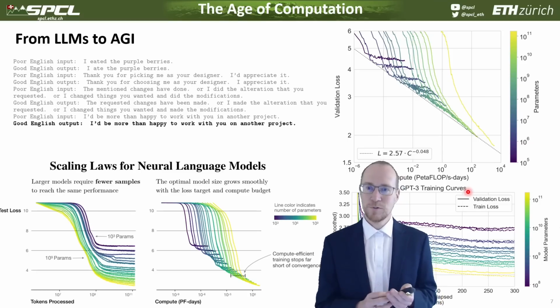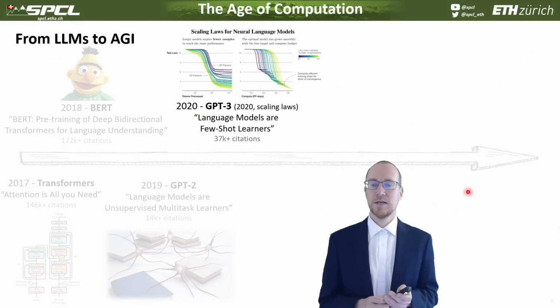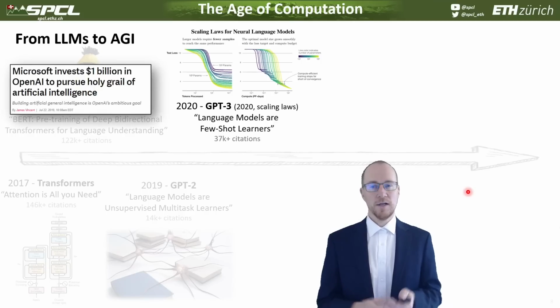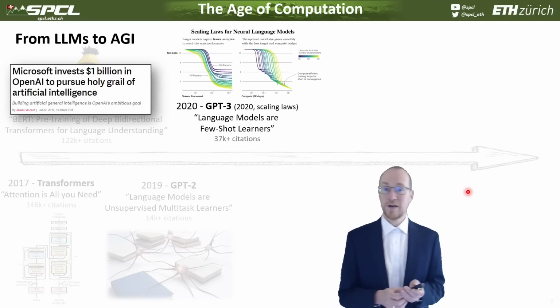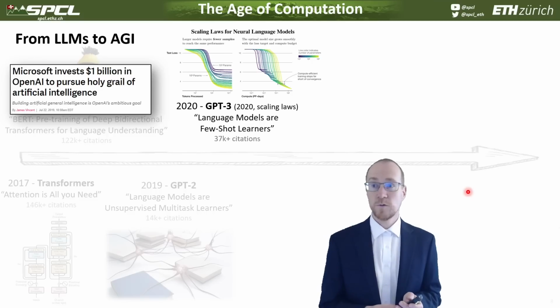This will get us to general human intelligence if you just keep scaling those models. And this is what happened. So now everybody was after the Holy Grail, general human intelligence. Microsoft invested $1 billion, one of the first ones, into OpenAI.